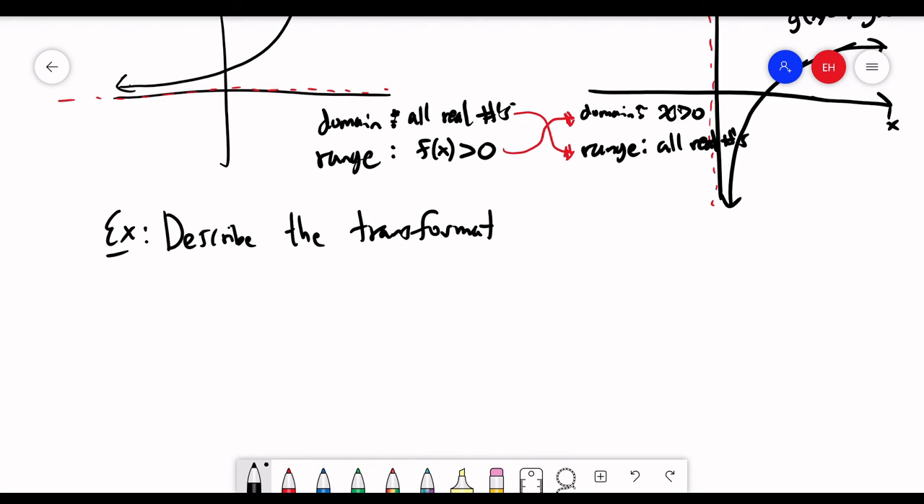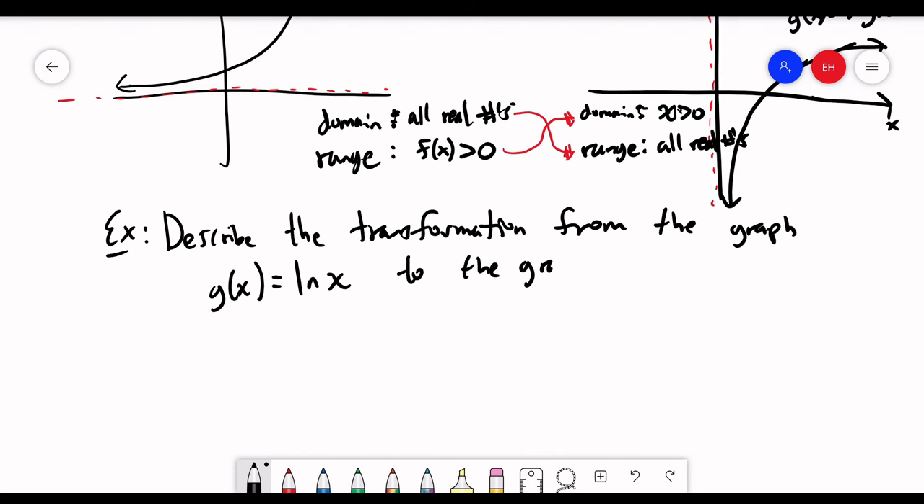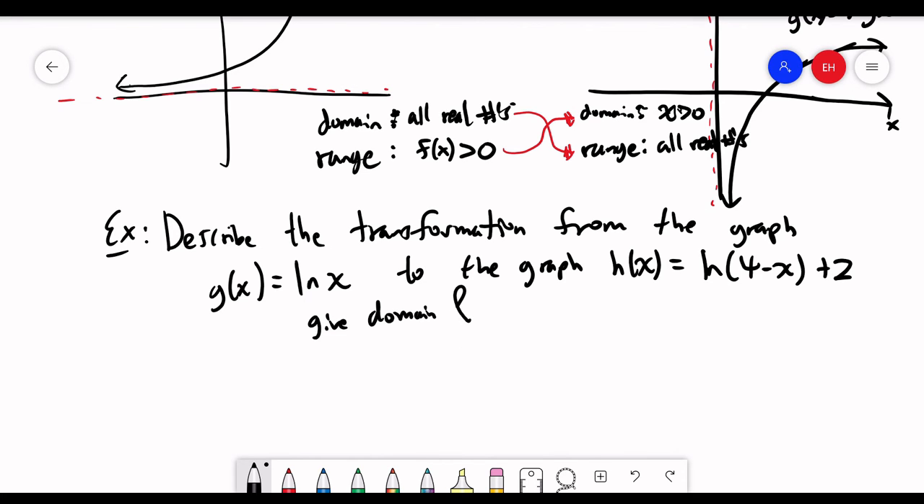Last example, I'm going to do a graph transformation where I start with the basic natural log graph, g of x equals ln of x, and I'm going to need to graph a function that's a little more complicated than that: h of x equals ln of (4 minus x) plus 2. We recognize that h of x is based off of the ln of x function. We just do some changes to it, some moving it around, some flipping, and I'll walk you through that. We also want to get the domain and range of the h function.